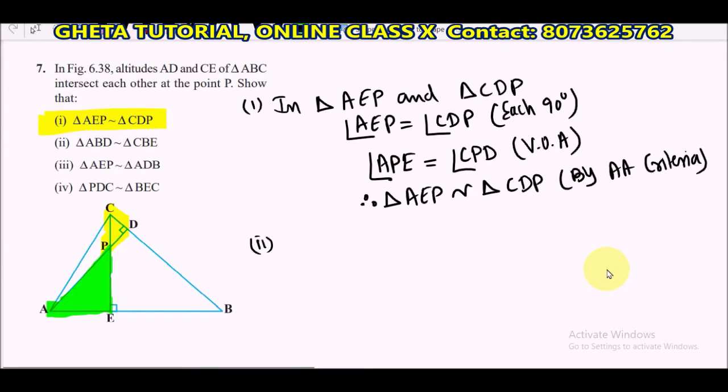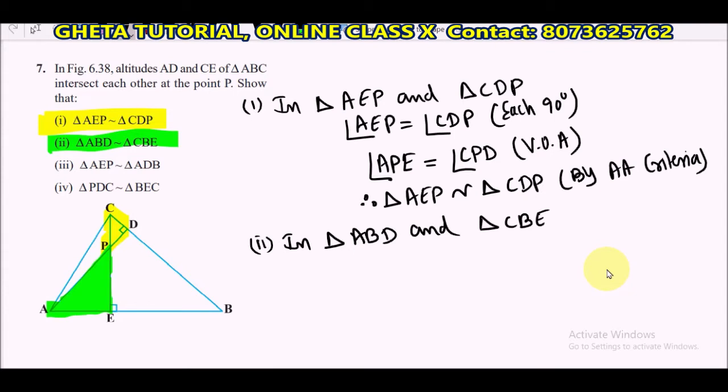Second question: triangle ABD is similar to triangle CBE. So in triangle ABD and triangle CBE, in these two, here we have ABD. This is the one triangle ABD, here this is the 90 degree, and this is the other triangle CBE.